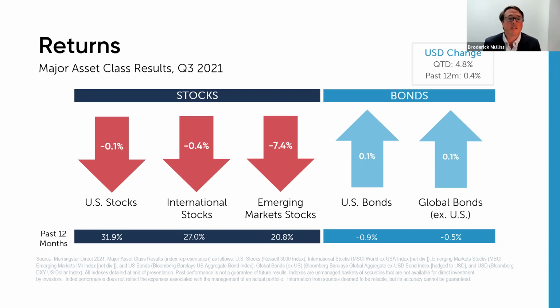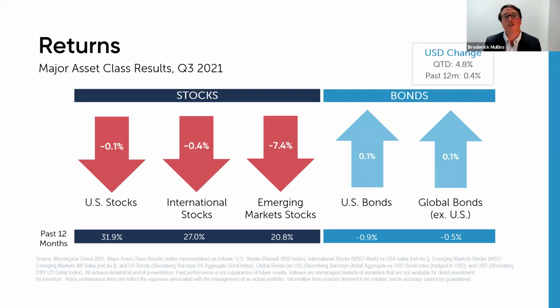As we can see from the illustration, U.S., international, and emerging market stocks were all lower during the third quarter, with emerging markets posting the largest decline of 7.4%. Returns for U.S. and global bonds, on the other hand, were positive.